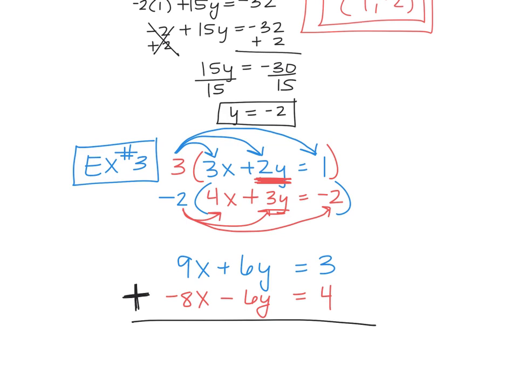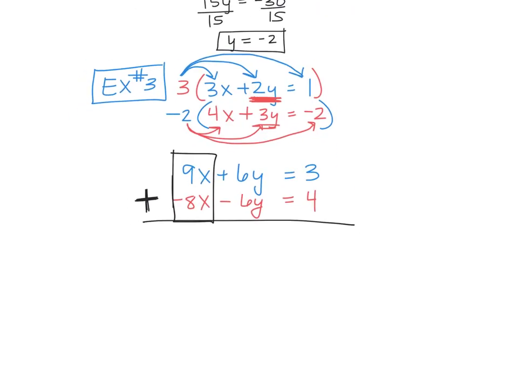So you get 9x plus a negative 8x, which is what? Positive 1, right? 9x plus a negative 8x is just 1x, so you can just call it x. 6y plus a negative 6y goes away. And then 3 plus 4 is 7. So you get x equals 7 to start us off. Okay? Where do you plug that in?